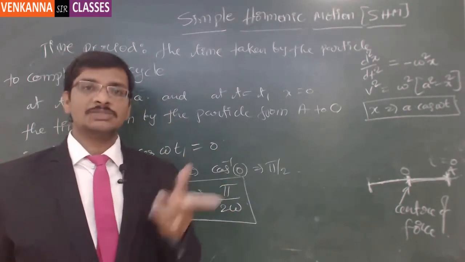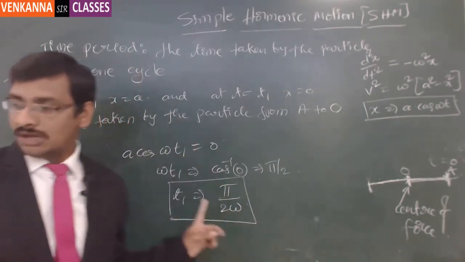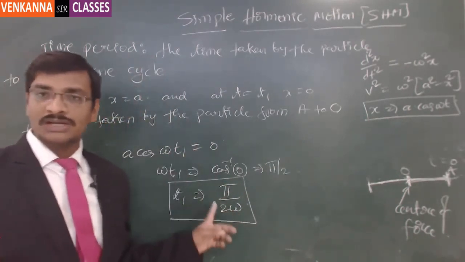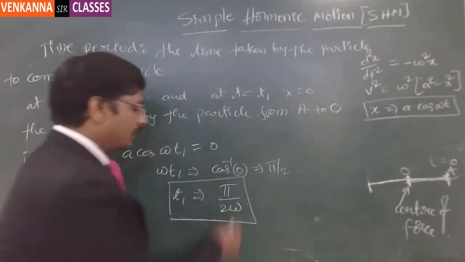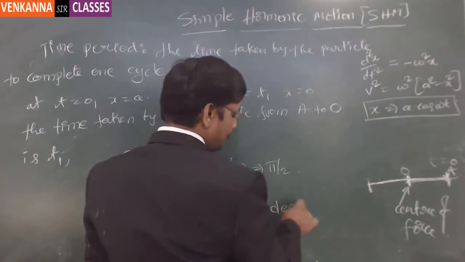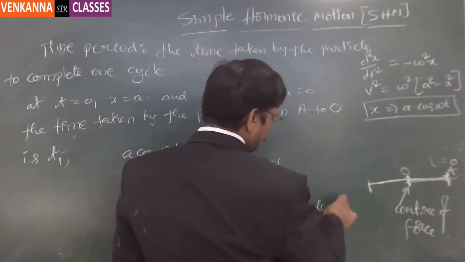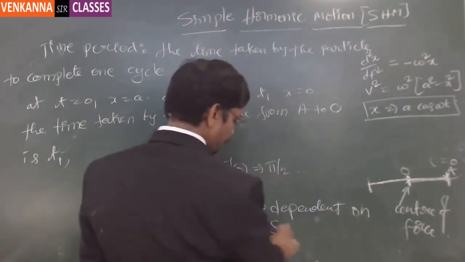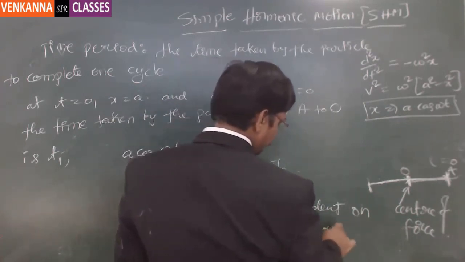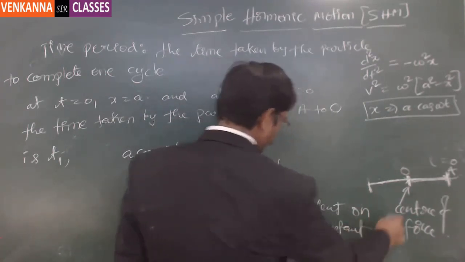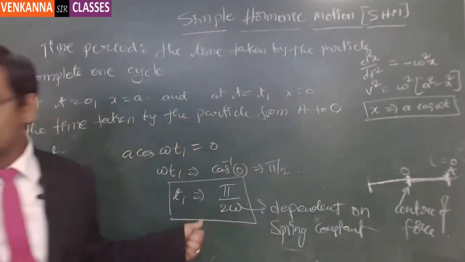If you change the spring, then only is there a possibility of getting a different value for the time period. So this omega value is going to change, because this omega is dependent on the spring constant. Got it? So this is one important conclusion.